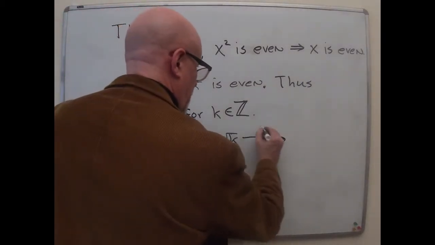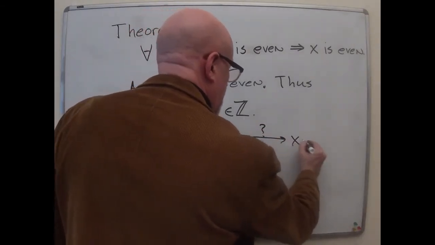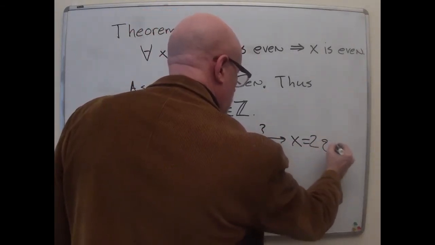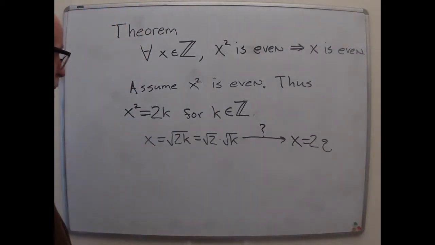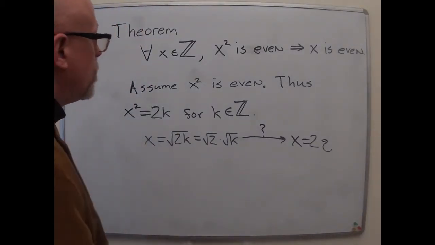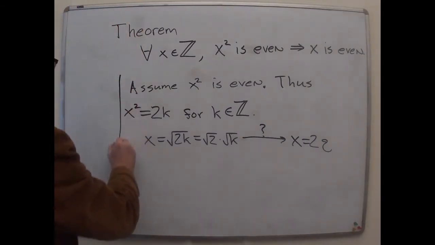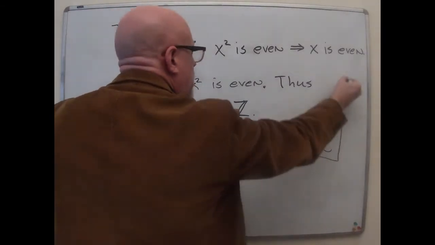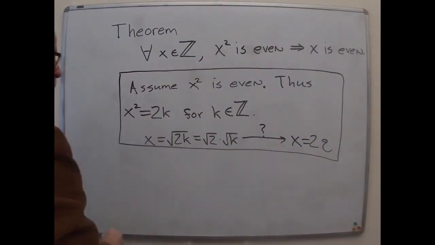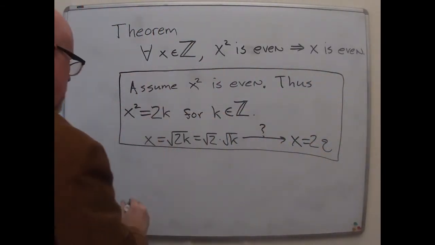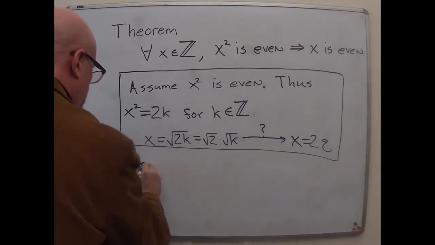Here's the question. Could we get from that to saying x equals, say, 2 cubed? Is that a possibility? I sure don't see how to get it. So let's instead look at the contrapositive. Let's just box this stuff up. So that was a failed attempt. Didn't work. Let's see if we can actually write a proof.